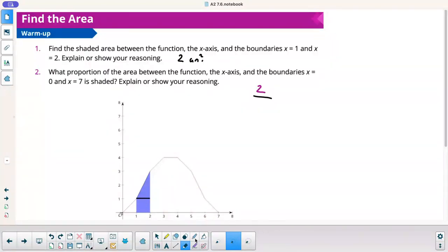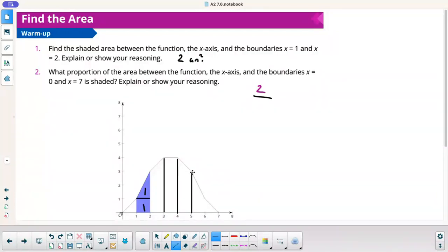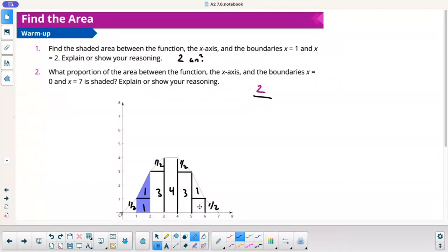So let me start dividing this up into sections. This is a triangle. Let's see here. Actually, I don't need to do that. I need to do that here. All right, I start finding all the areas. 1 times 1 divided by 2 is 1/2. Same idea here, here, here. This is 1 times 1 divided by 2. This is 1 times 2 divided by 2. That's 1. This is 1 times 4, 1 times 3, 1 times 3, 1 times 1.